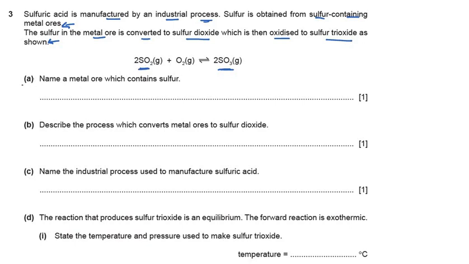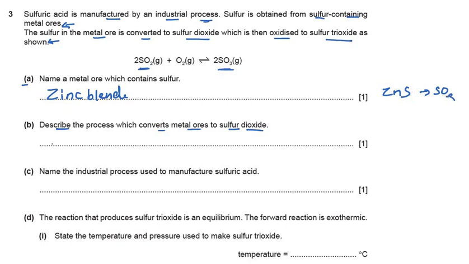Now the question here says, name a metal ore which contains sulfur. So the most common ore which we have studied in our syllabus is zinc blende. Zinc blende is the ore which contains the sulfur, that is ZnS. Now describe the process which converts metal ores to sulfur dioxide. So if ZnS is the ore and we need to convert this into sulfur dioxide, that means it's an oxidation process.